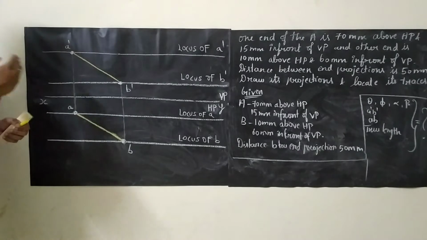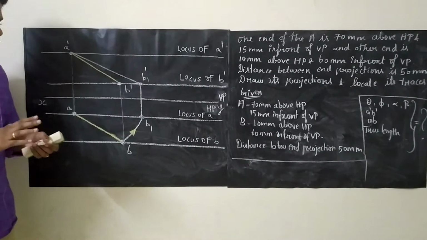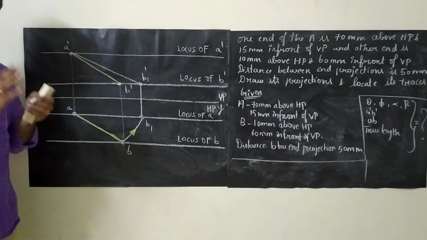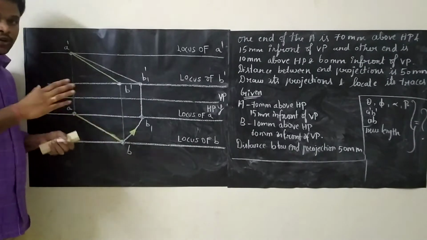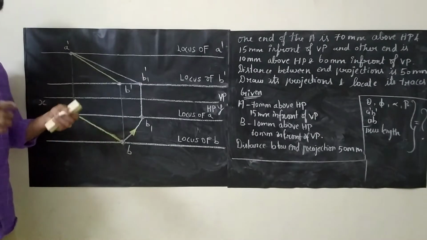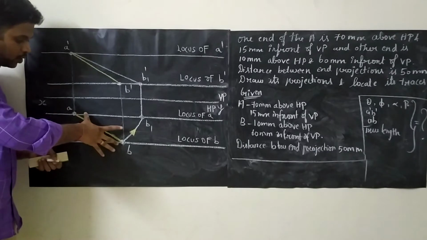Next we are going to draw the true length. For true length, we will always be rotating either the front view or the top view. In this case, I have just rotated the top view. So the top view is AB. Take your compass, measure AB, and keep your compass at A. The center will be A. Try to rotate this line.